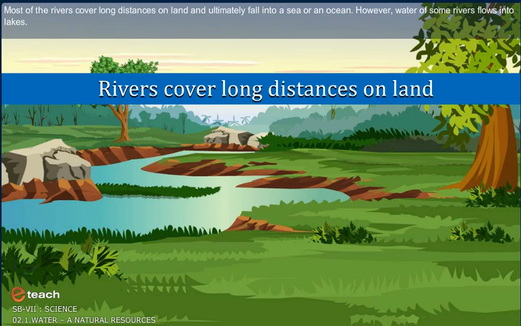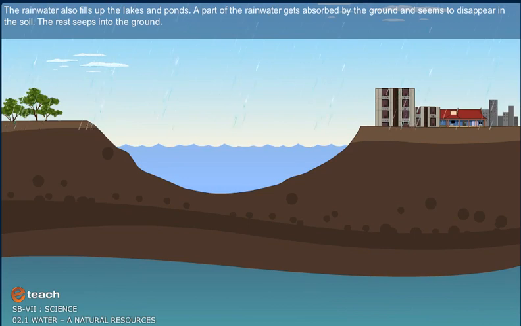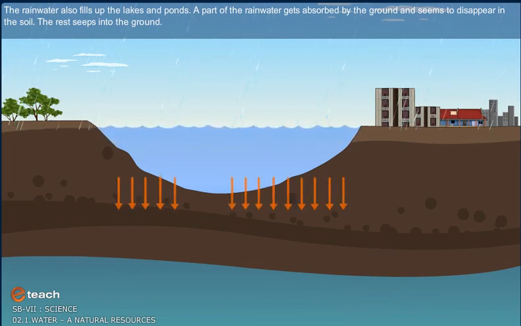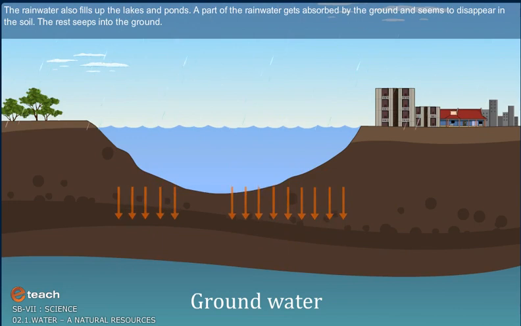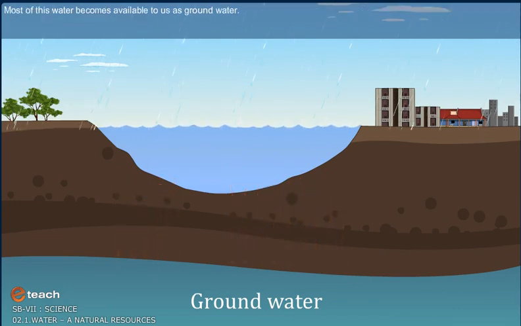However, the water of some rivers flows into lakes. The rainwater also fills up the lakes and ponds. A part of the rainwater gets absorbed by the ground and seems to disappear in the soil. The rest seeps into the ground. Most of this water becomes available to us as groundwater.